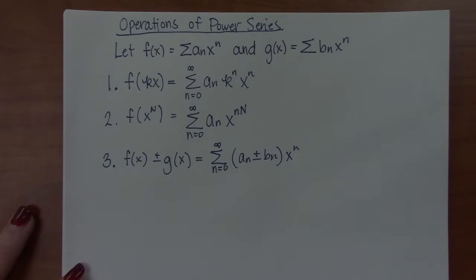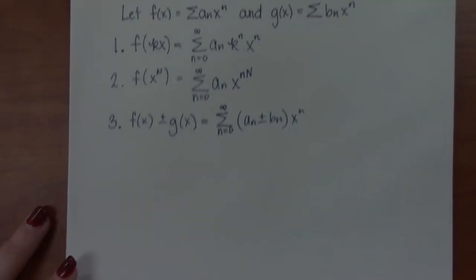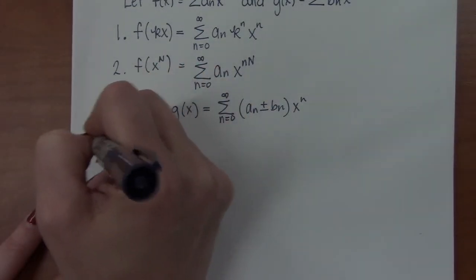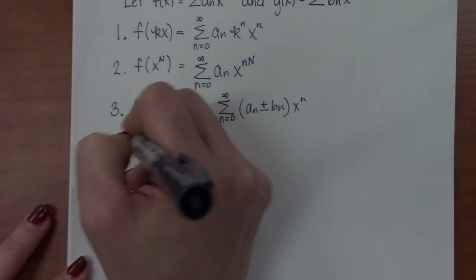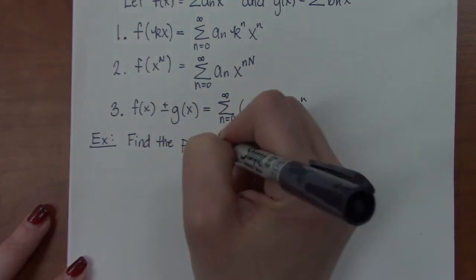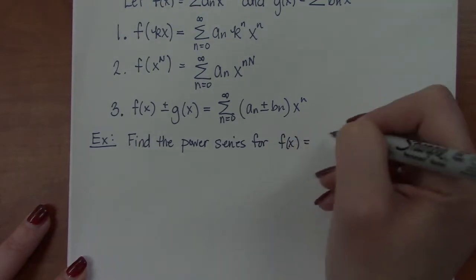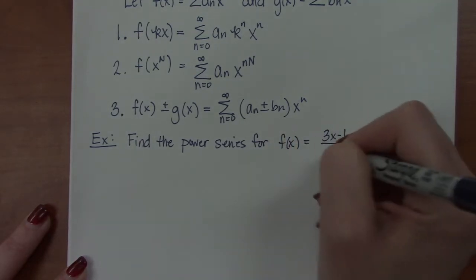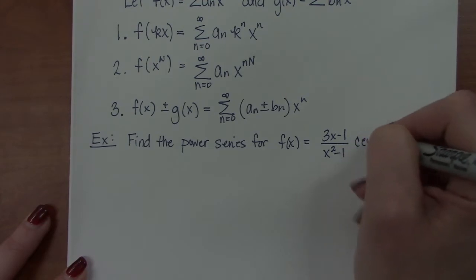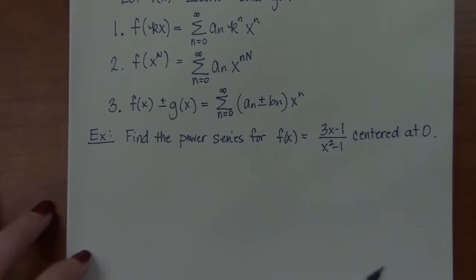All right, so let's look at an example of finding a series that doesn't look like a geometric series, but by employing some of these rules, we can make it happen. So we want to find the power series for this centered at 0.